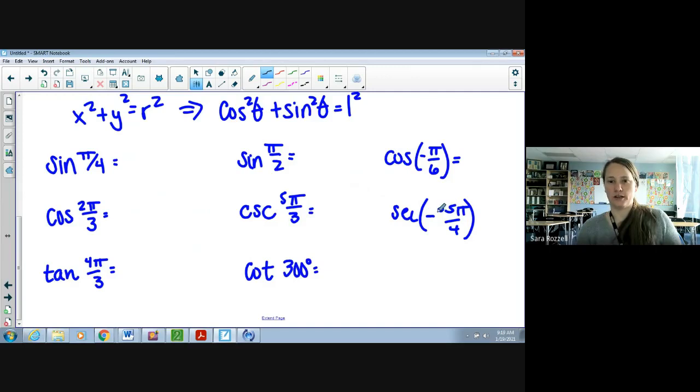I didn't mean to write two negatives right there. This last one is just secant of negative 5 pi over 4.